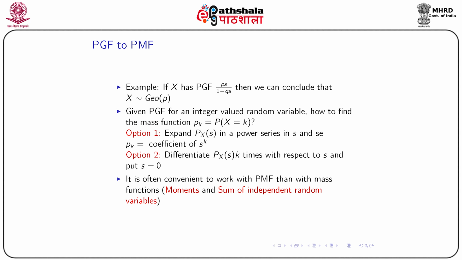There is another option. We can differentiate P_X(s) k times with respect to s and put s equal to 0. So either expansion or differentiation, whichever suits the case, we can do to find the probability mass function. It is often convenient to work with the PGF rather than with the mass functions. This is true whenever we are calculating the moments or finding the distribution of the sum of independent random variables. We'll be talking about these two later. It is much more convenient to work with the probability generating function rather than the probability mass function.